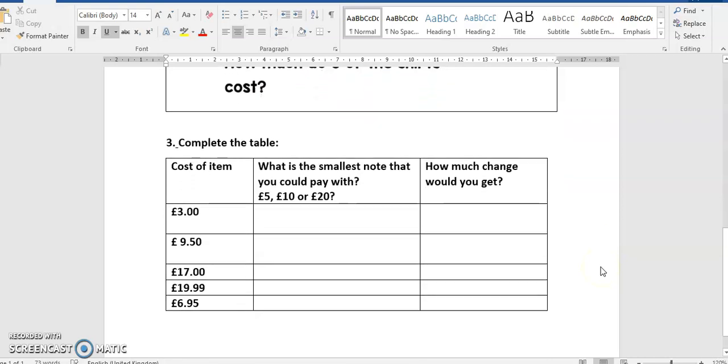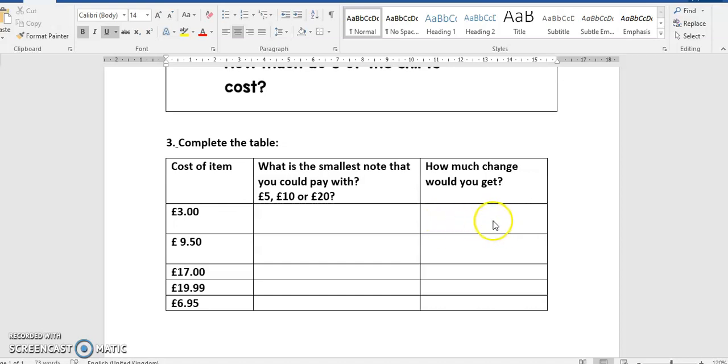And last of all, this one is quite challenging. You've got some items here that cost different amounts of money. £3, £9.50. The next box says, what's the smallest note you could pay with? Could you pay for something that costs £3 with a £5 note? Which is the smallest one you could pay with? And then even trickier is how much change you would get.